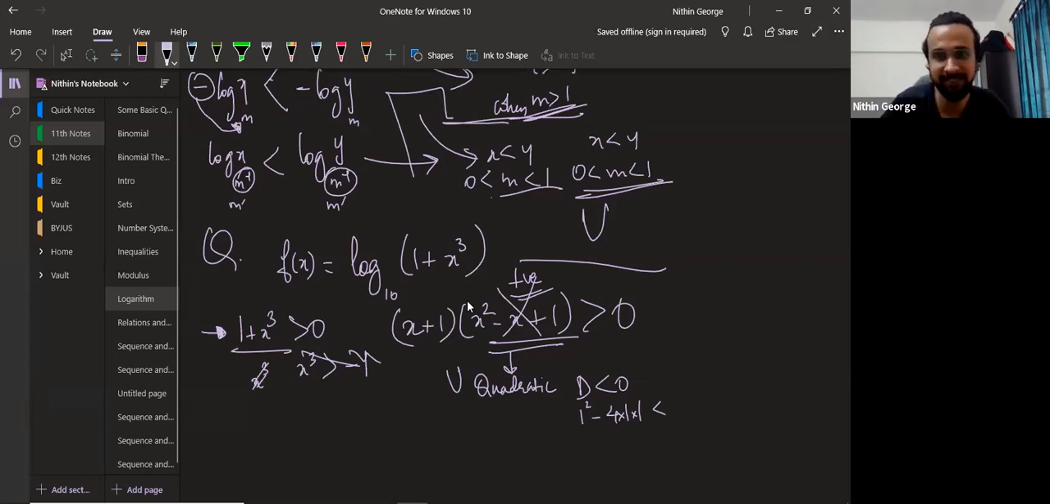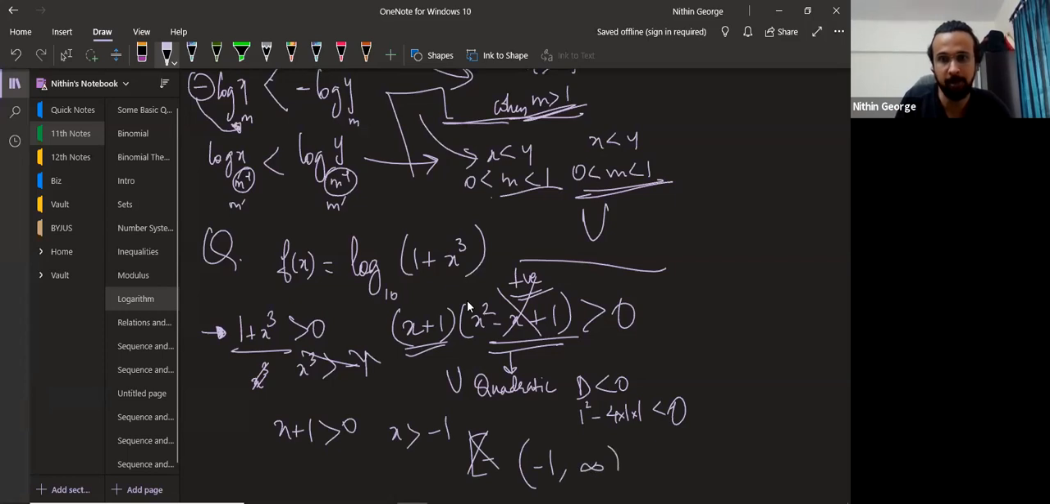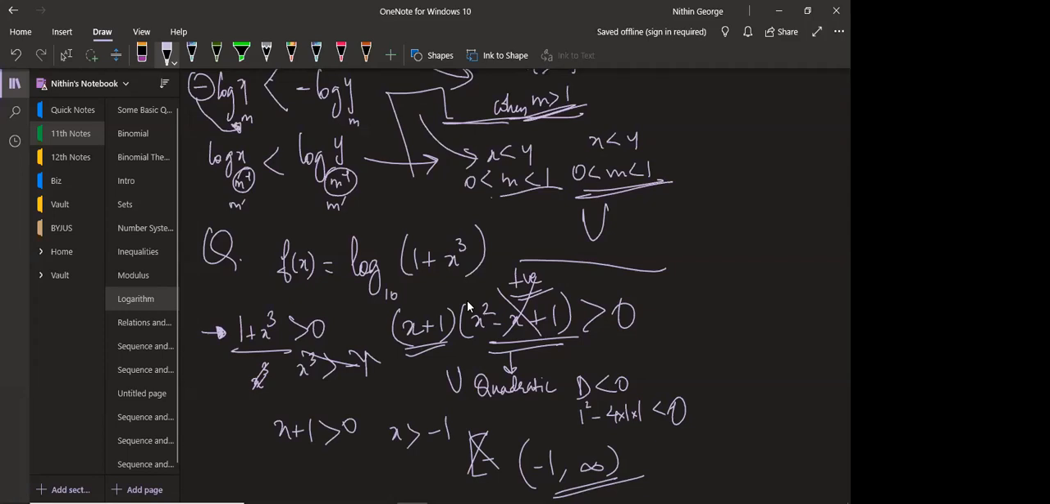Okay. And so, 1 square minus 4 into 1 into 1 will be less than 0. So this quadratic is there. So now this is the part that matters. x plus 1 is greater than 0. So you get x greater than minus 1. So your answer will be minus 1 to infinity, minus 1 not included. Okay, guys? You get this? Yes, sir. All right. Let's move on to the next question.